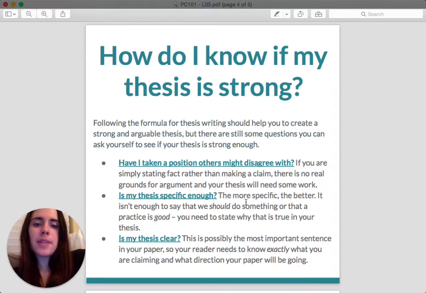Have I taken a position others might disagree with? You always want there to be just a little bit of drama to your thesis. And by drama, I mean you want there to be another side. You want to be able to acknowledge the opposition and refute it. So you need something that someone could potentially disagree with your reasoning on.